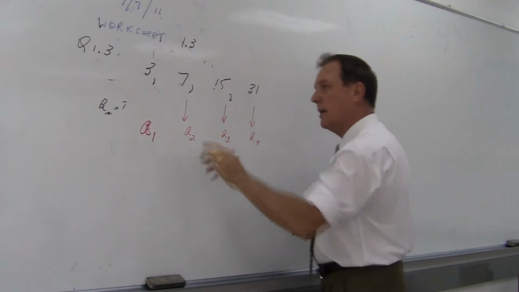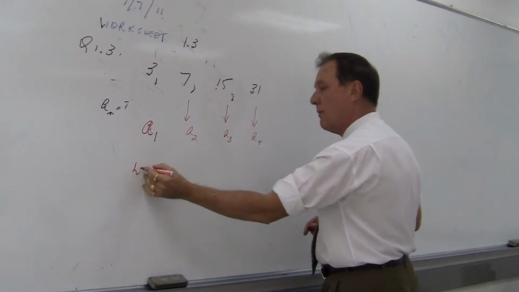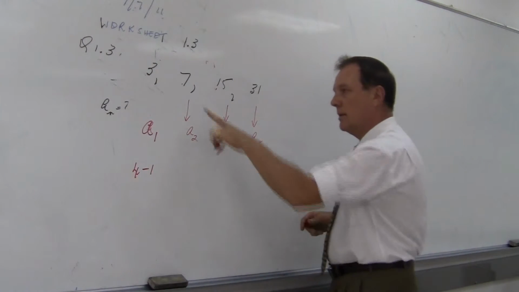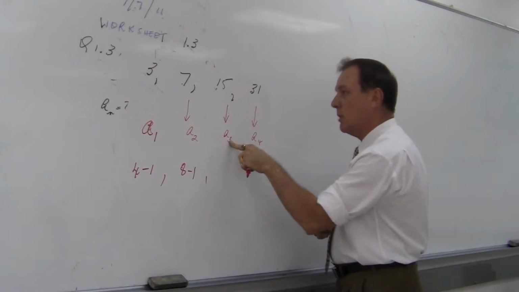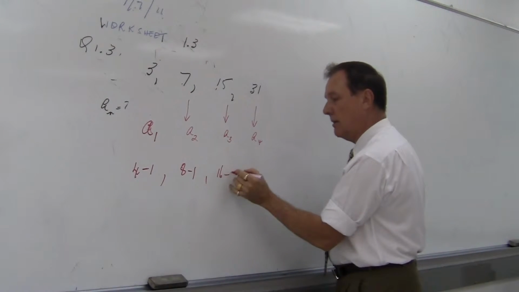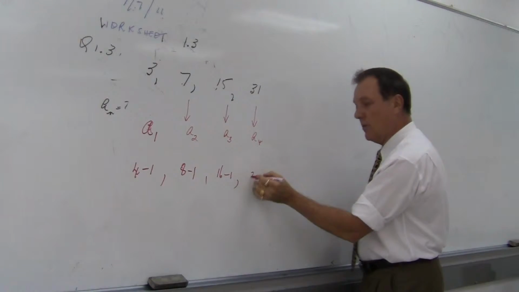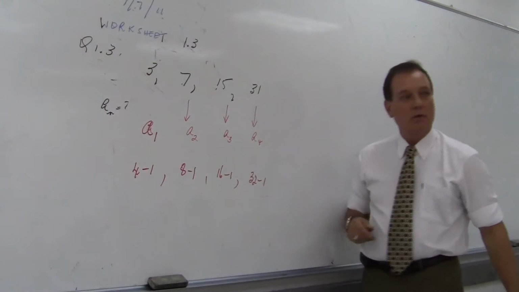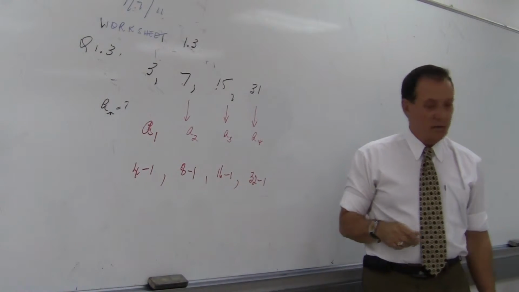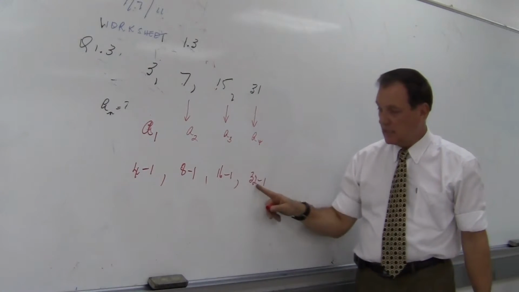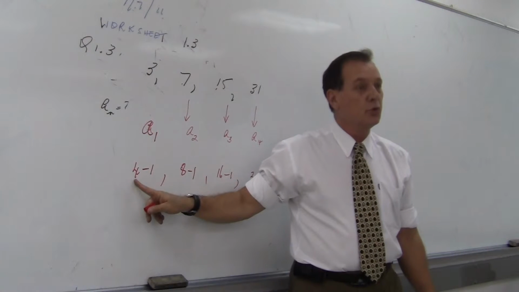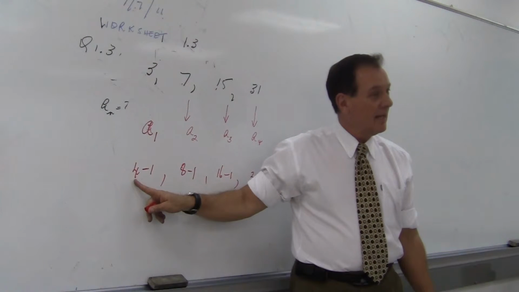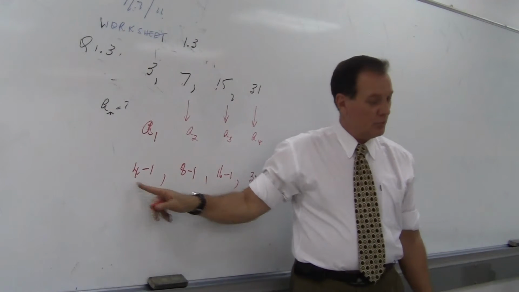So 1 here. This one is 4 minus 1. This one here is 8 minus 1. This one here is 16 minus 1. This one here is 32 minus 1. Now, what do they all bear in common? The 16, 32, 8 and 4, they're all powers of 2. They're all powers of 2.